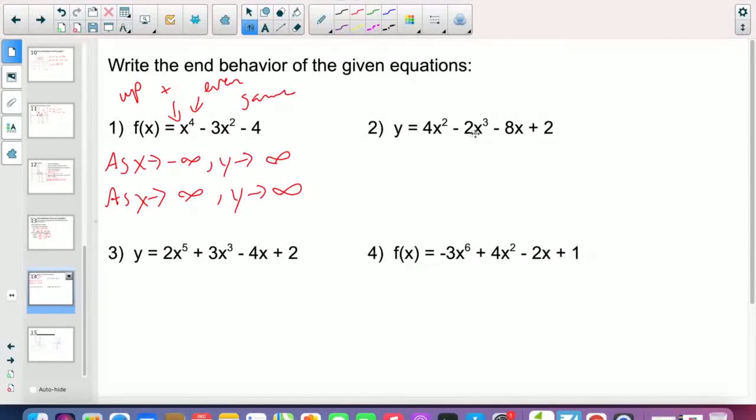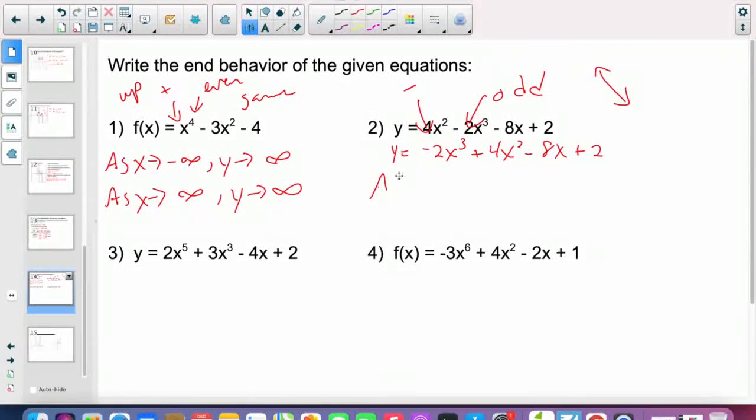Look at the second one. Is it in descending order? No, it is not. I need to write it in descending order. So negative 2x cubed plus 4x squared minus 8x plus 2. Here, my degree is odd. That tells me they're going in opposite directions. Here, my leading coefficient is negative. So that tells me it's going in the direction of a negative slope.